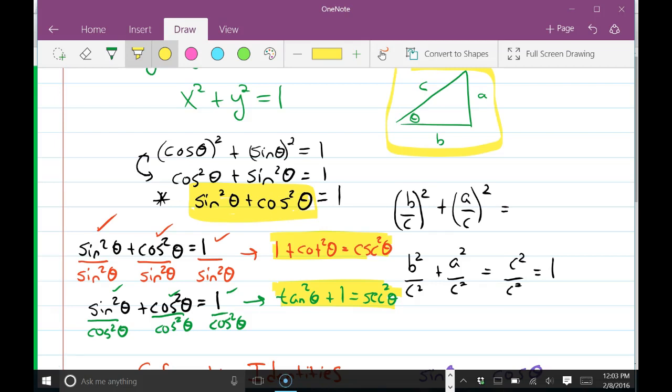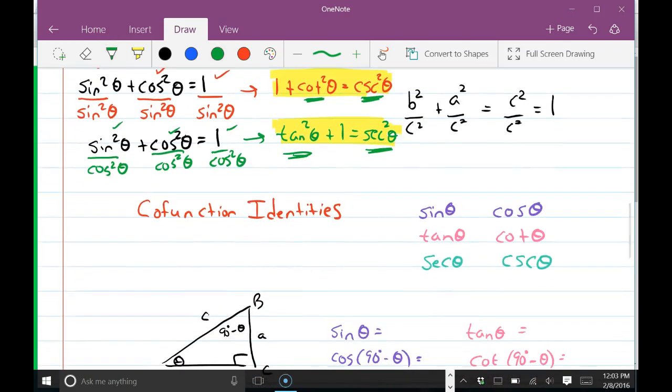The other thing that kind of helps me out here is that I think of co-functions. If I put the word co in front of tangent, I get cotangent, and if I put the word co in front of secant, I get cosecant. So again, if I can remember the third one, 1 plus tangent squared equals secant squared, I can pretty much replace the tangent and the secant with cotangent and cosecant squared.